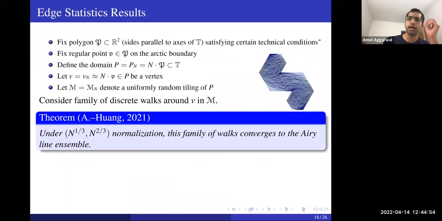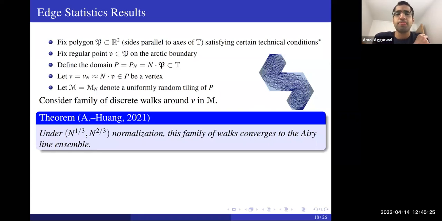Okay, so now I should tell you what the result is on the most general families of domains for which we can prove it. So we'll fix some polygon P with sides parallel to the axes of T, which satisfy certain technical conditions. I'll mention these technical conditions in a second, but they're non-generic. So you should imagine P being something like generic choices for its side lengths. Okay, and then this statement should hold. But I'll tell you what I mean in a second when I say these technical conditions.